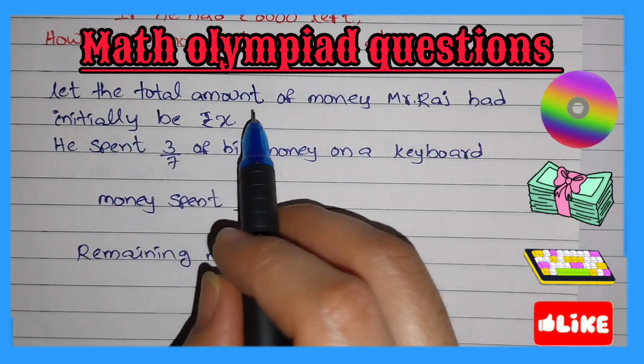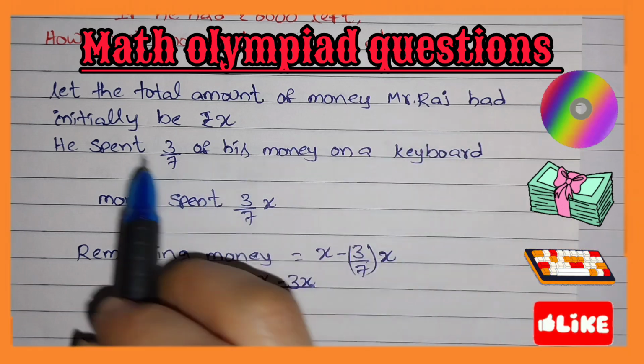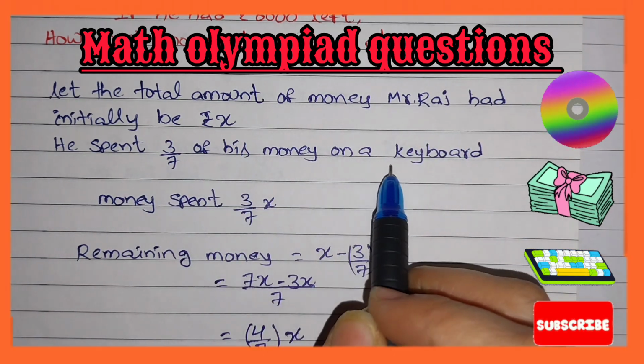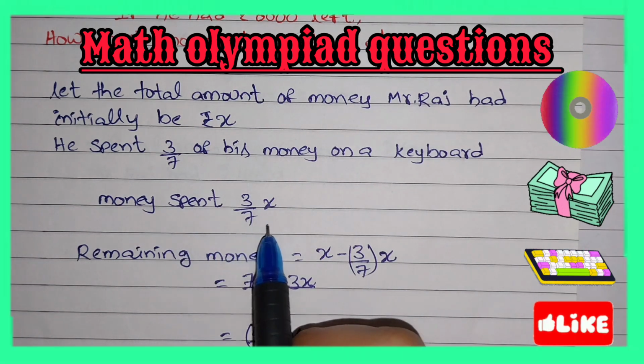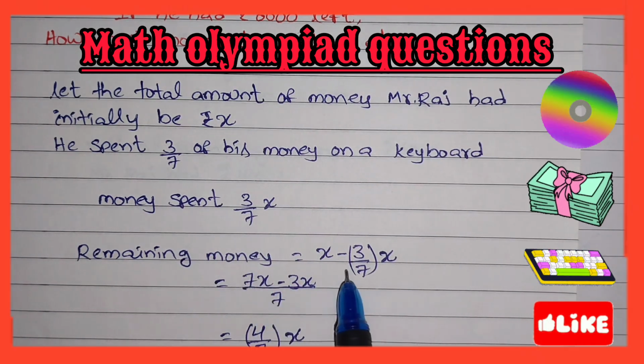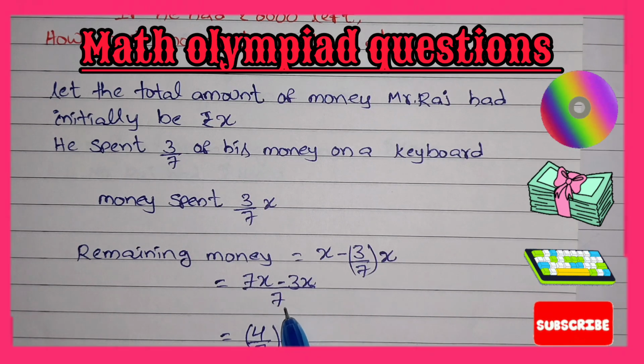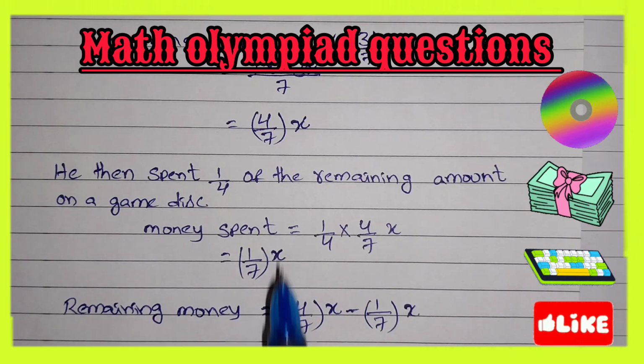Let the total amount of money Mr. Raj had initially be x rupees. He spent 3/7 of his money on a keyboard. Money spent is 3/7x. Remaining money equals x minus 3/7 of x, which is (7x minus 3x) by 7, equals 4/7 of x.